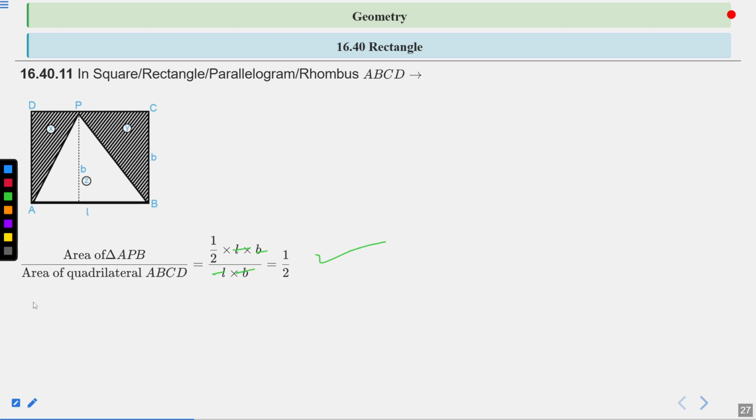So what do we get as the ratio? We get 1/2. So the shaded area upon the total area ABCD is 1/2. So the area X plus Y of the shaded region is equal to the area of Z, because both are half. If the total area is 2 and 1 unit area is the shaded region, then 1 unit is also unshaded. So both are equal. Next one.